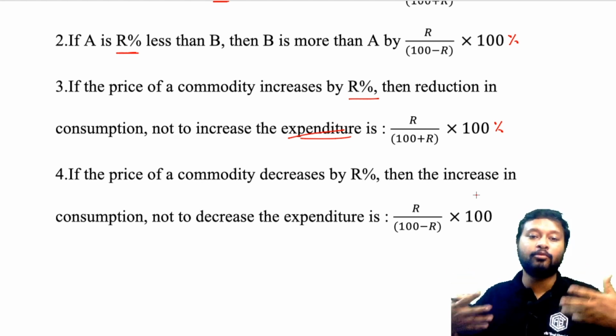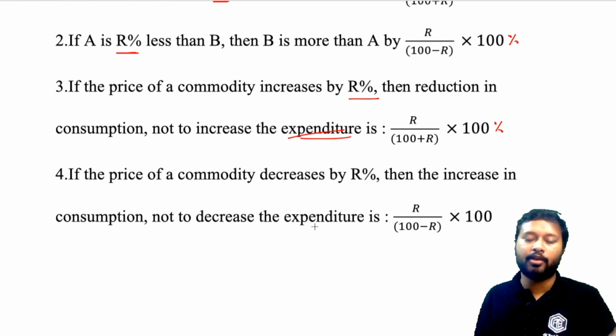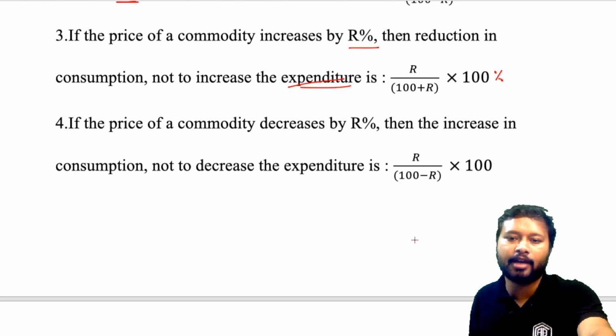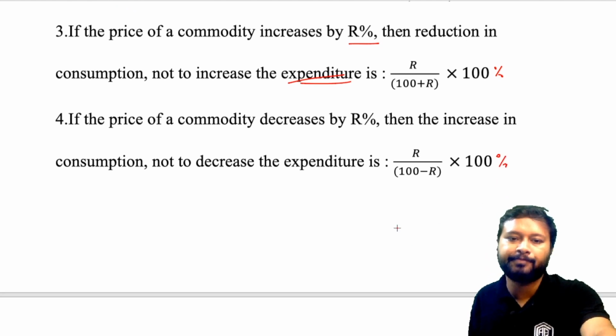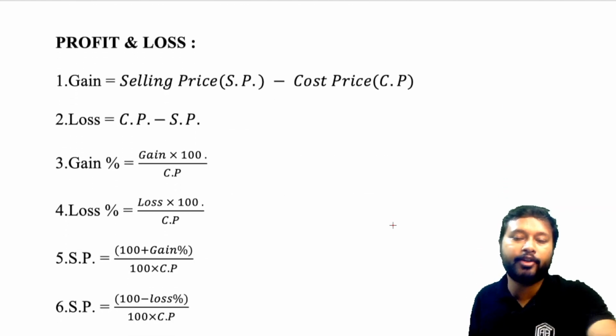How much should we consume more so that the expenditure does not decrease, so that the expenditure remains the same? For that we have this formula: R upon 100 minus R, into 100. Okay. Next we have formulas related to profit and loss.